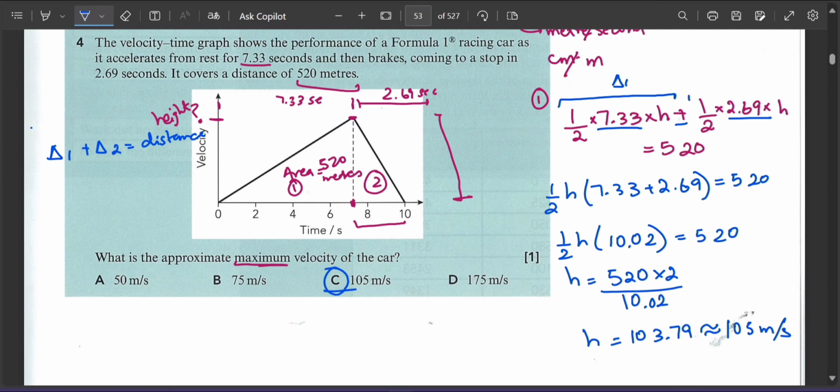And then this is the total distance, and we just made h the subject. h is basically the height, and height is basically the velocity, the maximum velocity of the car. So that is how we got the value of h, which is 105 meter per second.